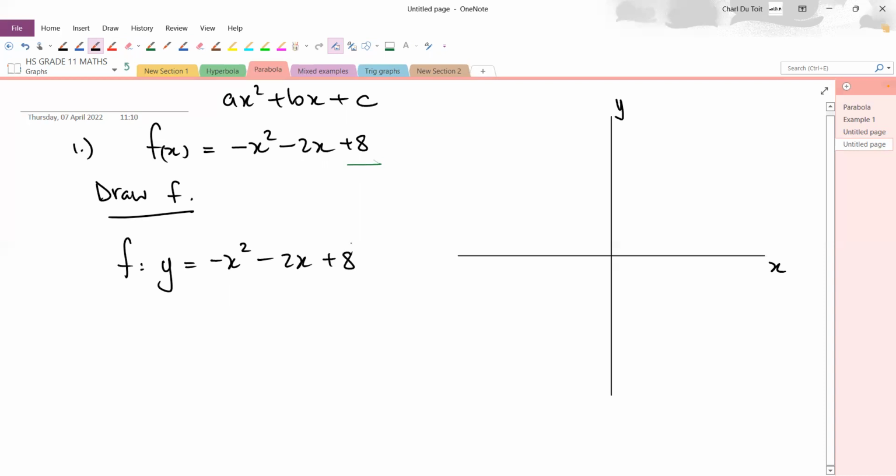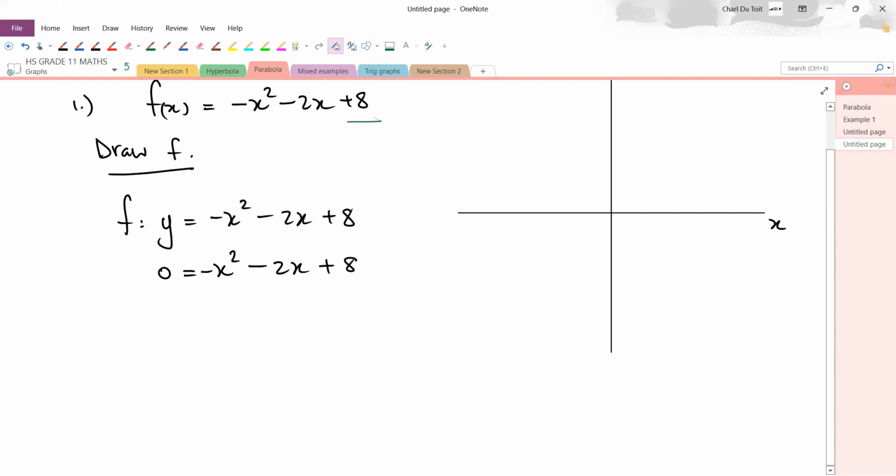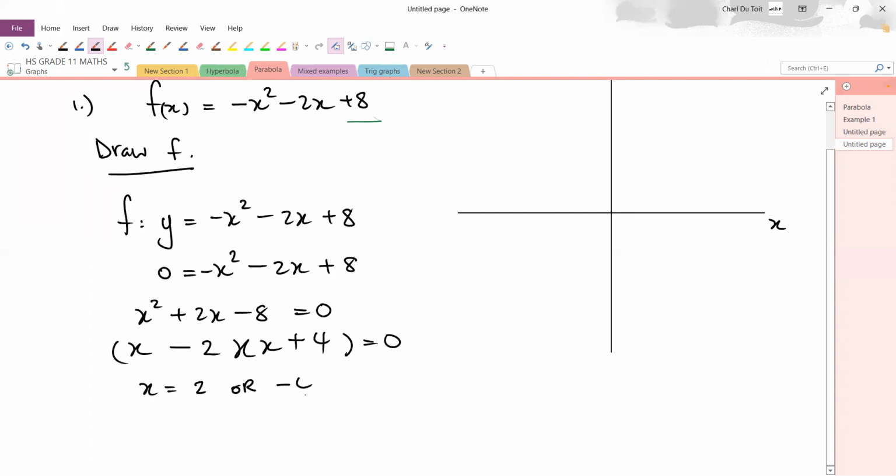And then I'm going to determine the x-intercepts by making y 0. So to get the x-intercepts, I'm making y 0. But this is old news. You do this with every graph. And then I'm just going to multiply with a negative right through, or throw everything to the left. And then I'm going to factorize to get the x-intercepts. This factorization you can all do, right? This is like peanuts. So the x-intercept, the one is 2, or the other one is -4.